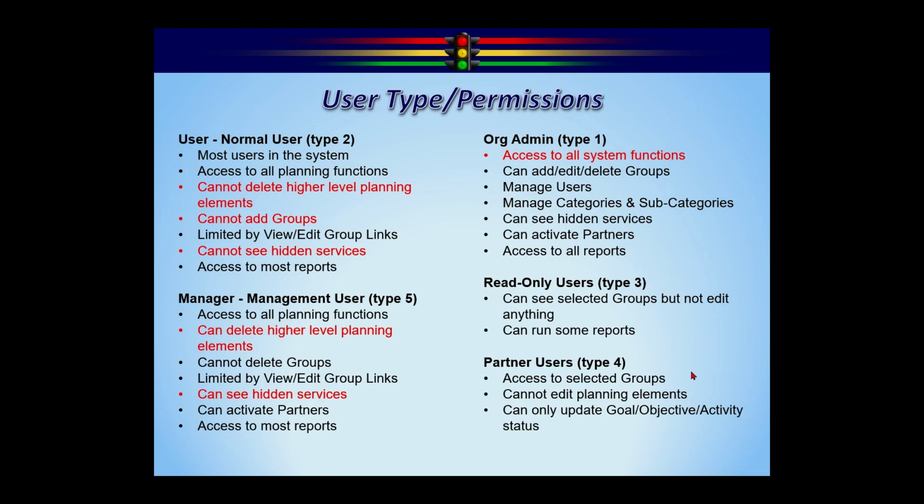They can go in and update the status. So they can update the traffic light. They can update the data value. They can update the notes, and that's all they can update in there. So if you've got people that you know are maybe a little concerned that they would go in and change things accidentally, you could assign them as a partner user, and then the only thing they can do is update the status on the planning elements in there. So that's the different user types in there.